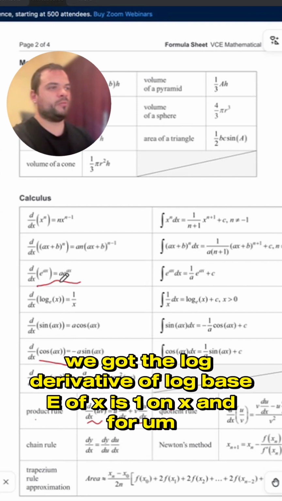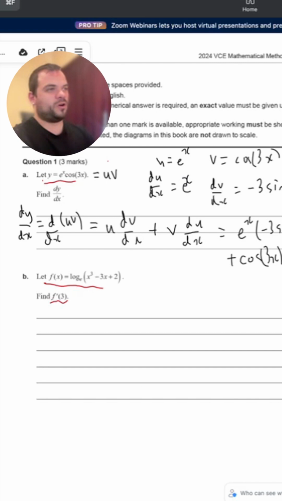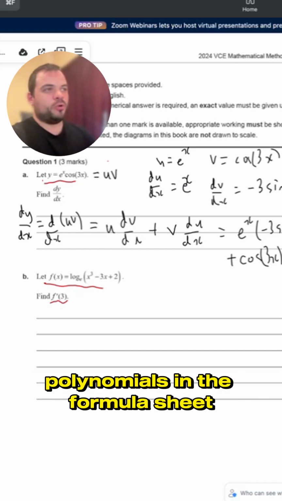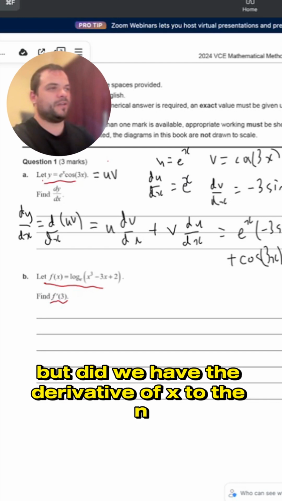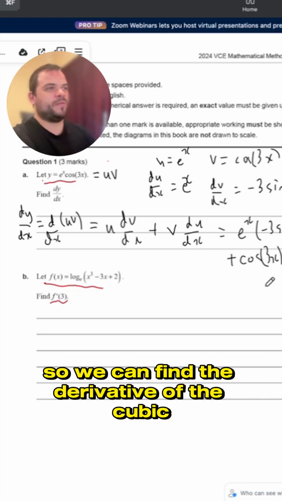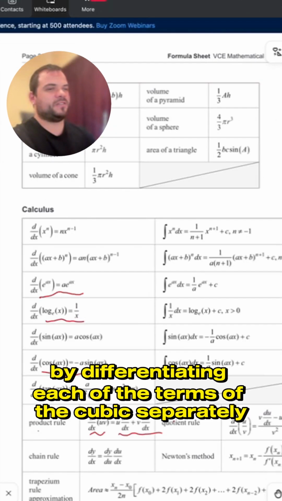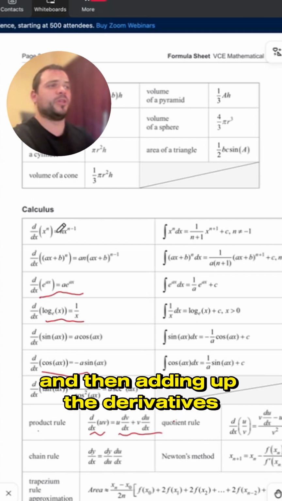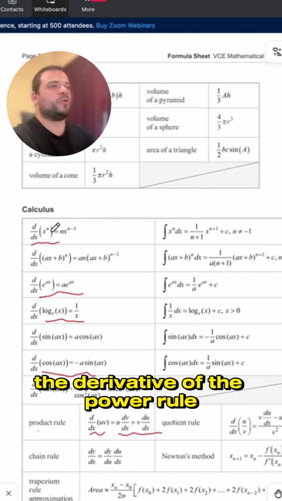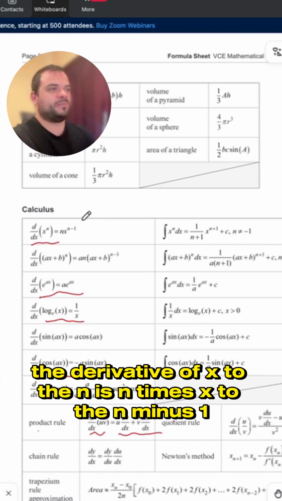So for the logarithm, we've got the derivative of log base e of x is 1 on x. And for the cubic, we don't directly have the derivative of polynomials in the formula sheet, but we have the derivative of x to the n, which is the terms that the cubic is made up of. So we can find the derivative of the cubic by differentiating each of the terms of the cubic separately and then adding up the derivatives. So in that sense, we have the derivative of the cubic in the formula sheet here, the power rule. The derivative of x to the n is n times x to the n minus 1.